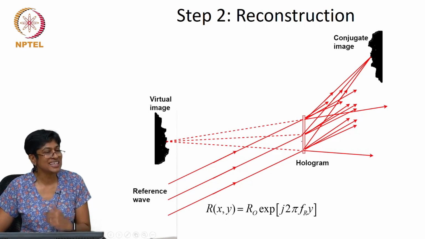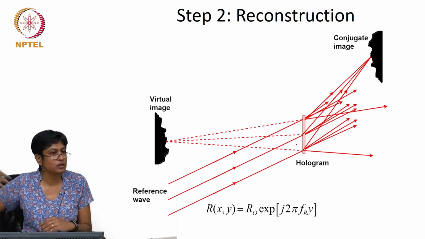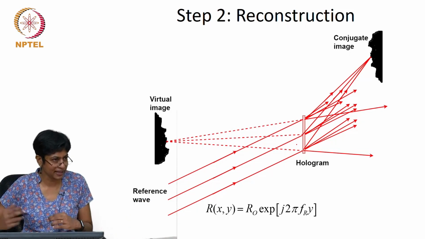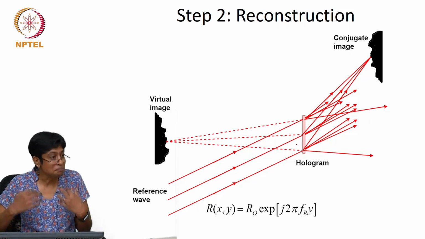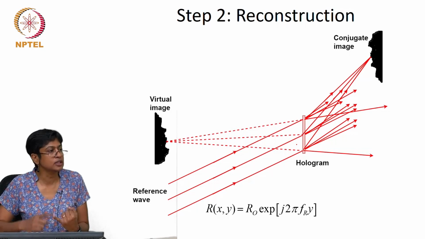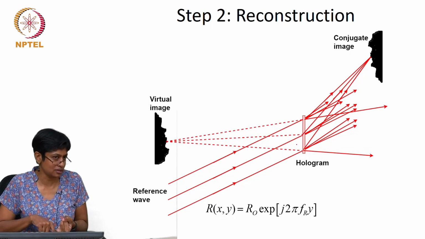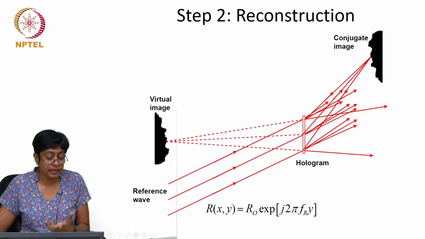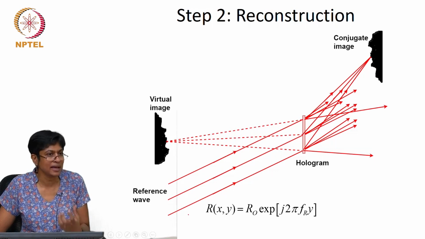Okay. Now, when I say same reference wave, I might be recording a hologram somewhere and doing the reconstruction somewhere else. So I cannot have exactly the same wave. What we mean by the same wave here is it's the same wavelength, it's coming in at the same angle of incidence. So, I can describe the wave in the same mathematical sense. That's what we mean by the same wave.